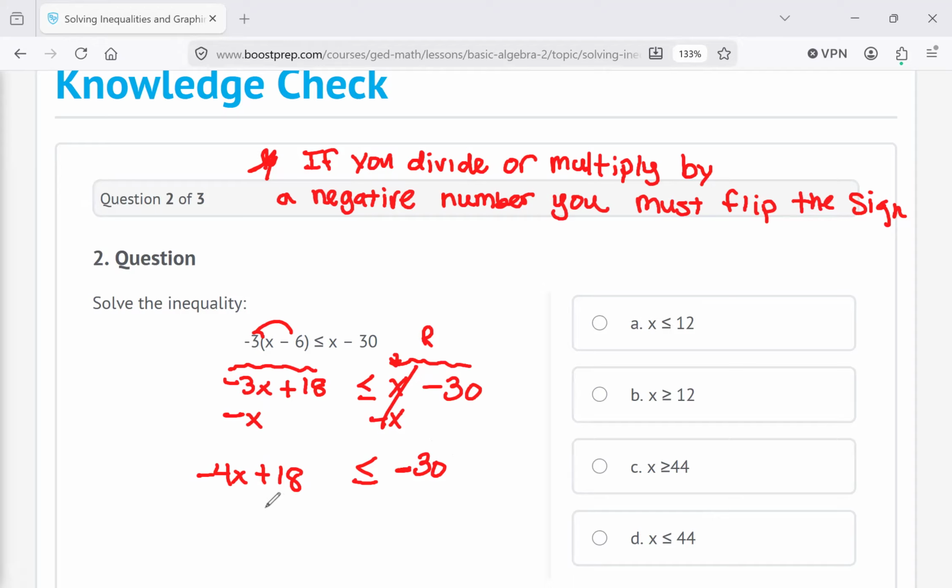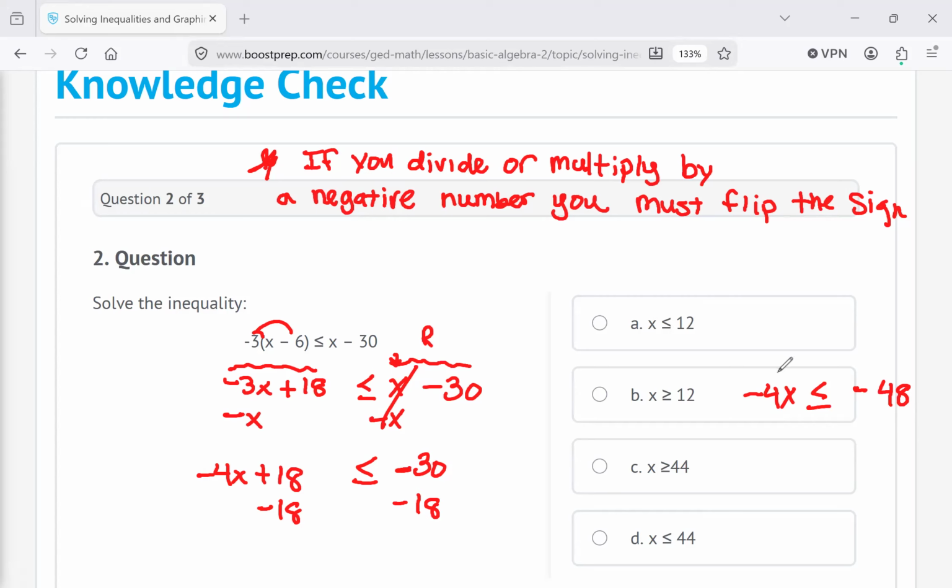And then let's get all the constants on one side. So I think it's wise to move that 18 to the right by subtracting 18. So you have negative 4x is less than or equal to... And what is negative 30 and negative 18? Negative 48. Okay. And then let's solve for x.